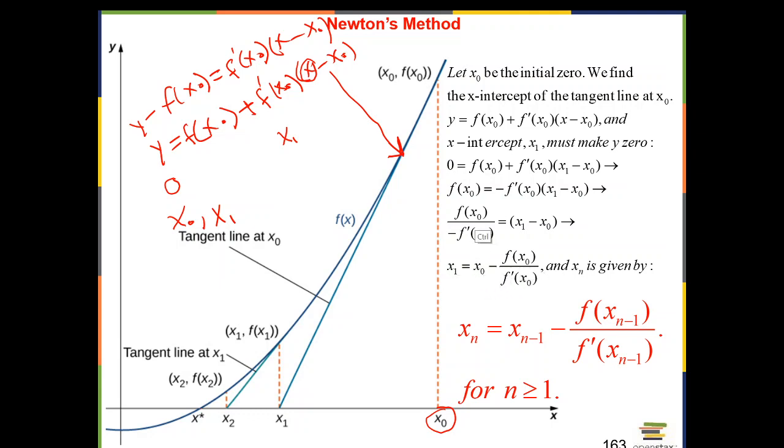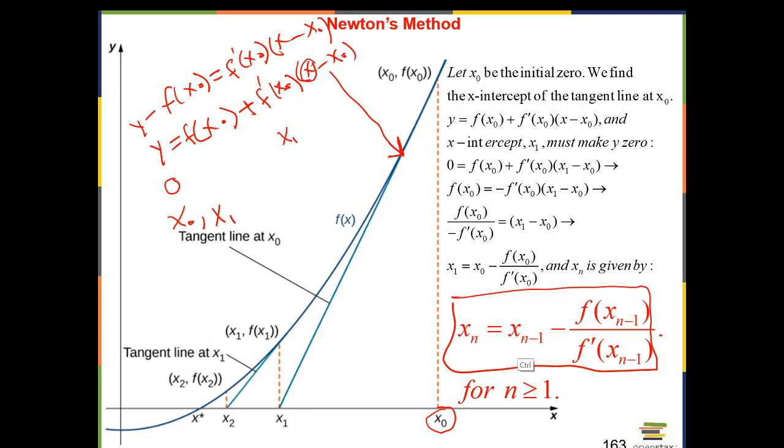Now obviously if you take this x1 and put it back in here and find another one, we call the next one x2, right? And so forth. So that's how we find it. There's just a formula for it, so we don't have to go through all this process again, right?